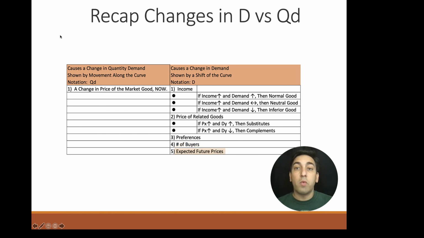And fifth, we have expected future price change. I want to be clear, this is an expectation. The price hasn't changed yet. If you're thinking about buying an Inverhill's t-shirt and you expect it to go on sale tomorrow, you're less likely to buy today. So this is all about what happens to your demand now based on what you think is going to happen in the future.